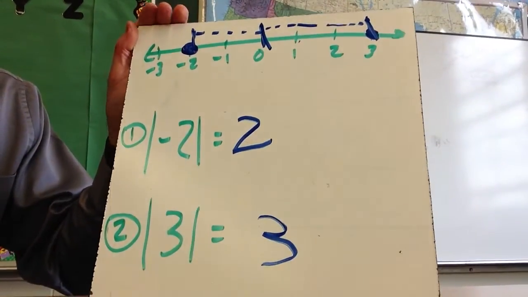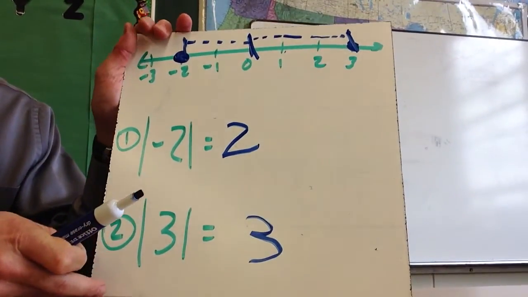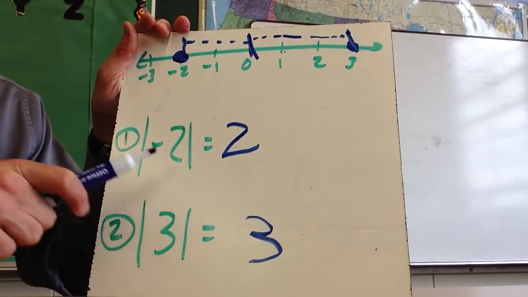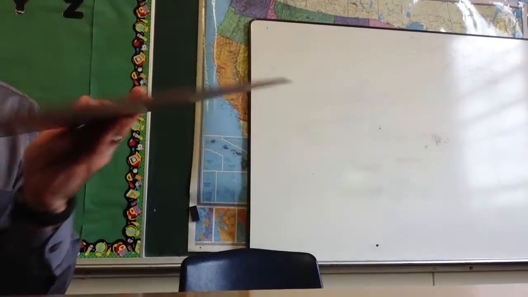A lot of times people talk about flipping the sign. Keep in mind you are not flipping the sign. It's distance from 0, which is why this is not -3. This is +3. This is +2.